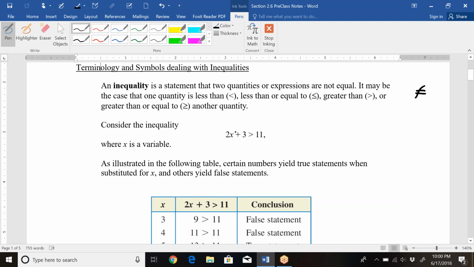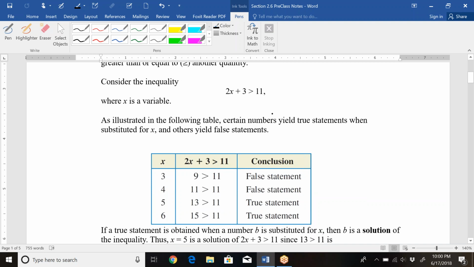So if we consider the inequality 2x plus 3 is greater than 11, where x is a variable, there's an illustrated table here below that shows how you could just plug some numbers in and see if the statement comes out true or false. For example, if you plug in 3 on the left side, that's 2 times 3 is 6 plus 3 is 9. 9 is not greater than 11, so that's a false statement.